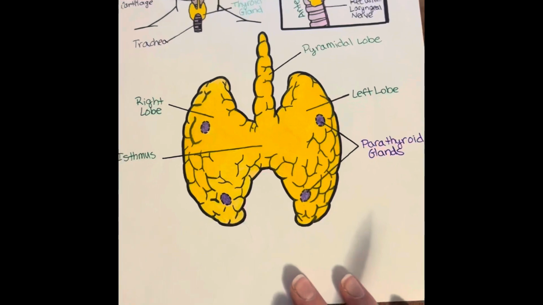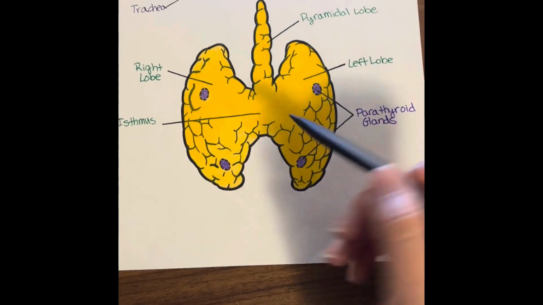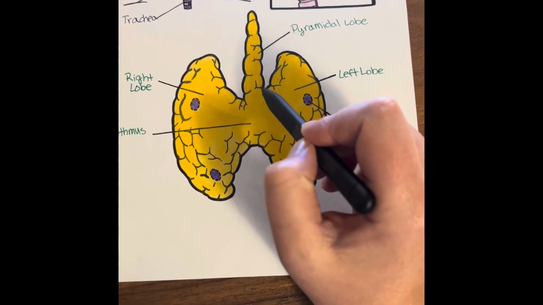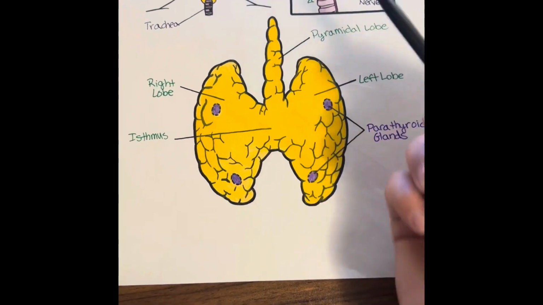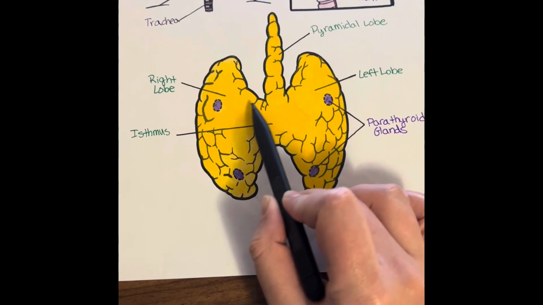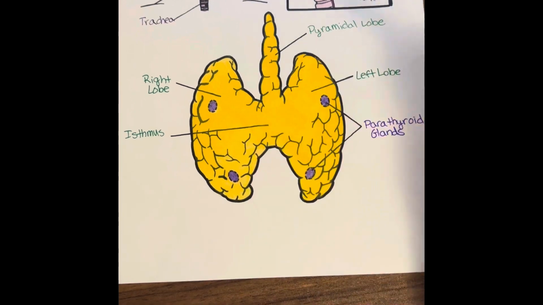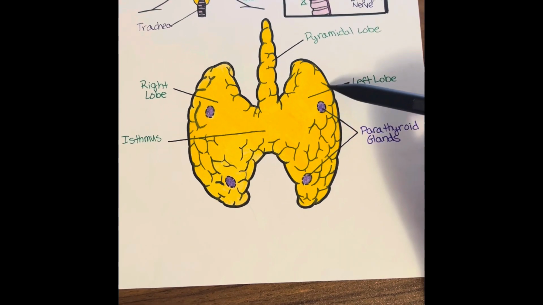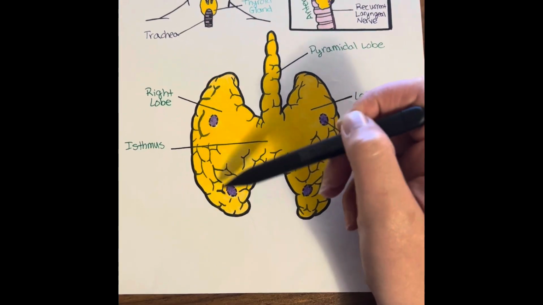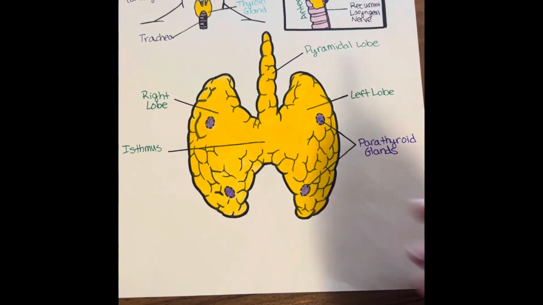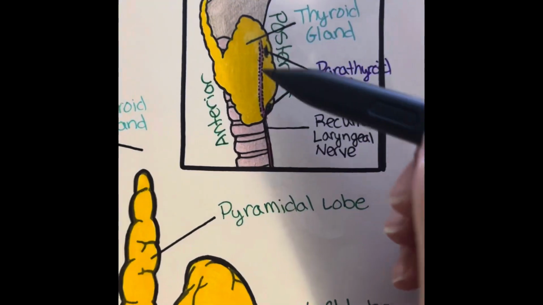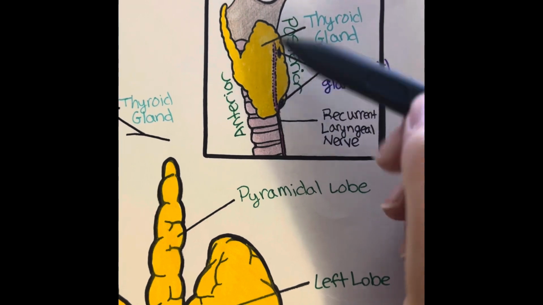Now moving on to the whole thyroid gland, you have the pyramidal lobe that sits right on top of the thyroid gland. And then you have the right lobe and the left lobe that is connected by an isthmus. And then you have your parathyroid glands. It's right here, right here, right here, and right here. And all of those sit on the posterior side, like we saw right over here, because it wraps around that trachea.